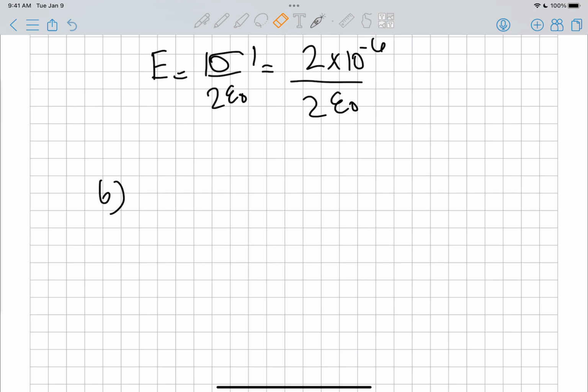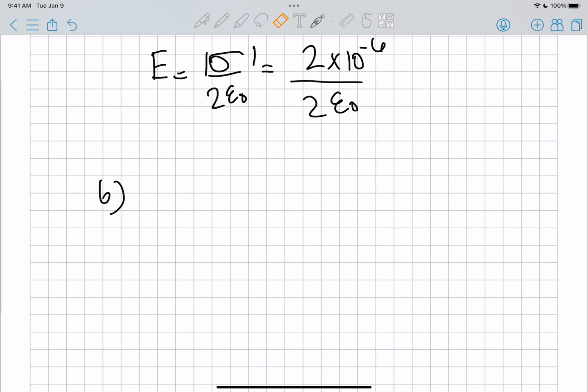Part B, for example, says another charged sheet is placed 8 centimeters above the first sheet with a charge density of negative 5 microcoulombs per meter squared. What is the magnitude and direction of the electric field at point P halfway between the two sheets? Once again, does the distance matter here? No. So we have effectively a uniform electric field generated between these two plates.